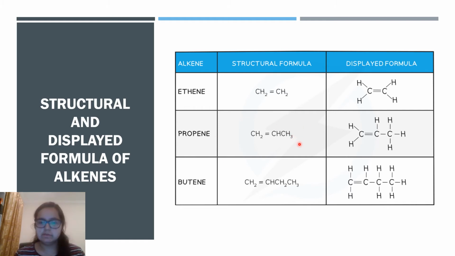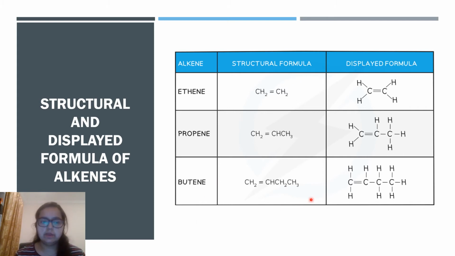One more thing, when we put the double bond over here, this is going to be but-1-ene because the double bond is at the first carbon. When the double bond comes over here, it's going to be but-2-ene.